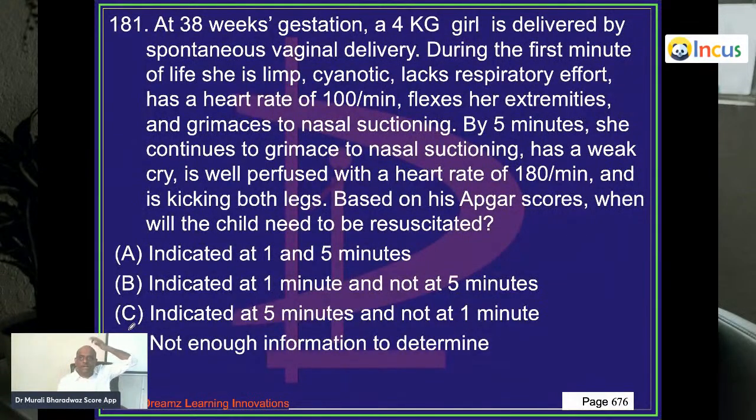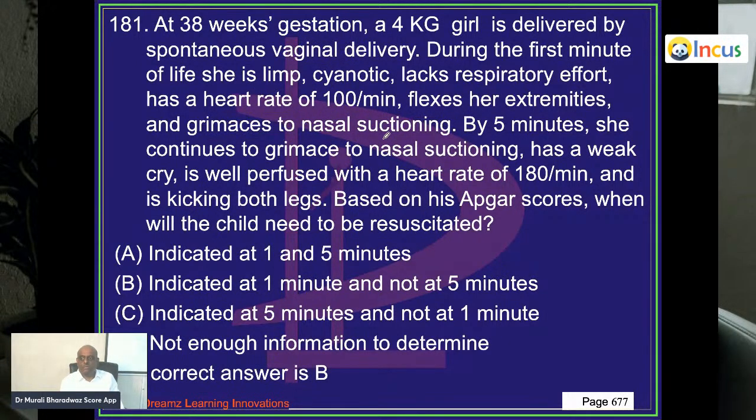A 38-week gestation, 4 kg girl planning for going for Olympics, delivered by a spontaneous vaginal delivery. So, she is limp, cyanotic, lacks respiratory effort, heart rate of 100 per minute, flexes her extremity, grimaces to nasal suctioning. So, you know how to calculate Apgar score, no?